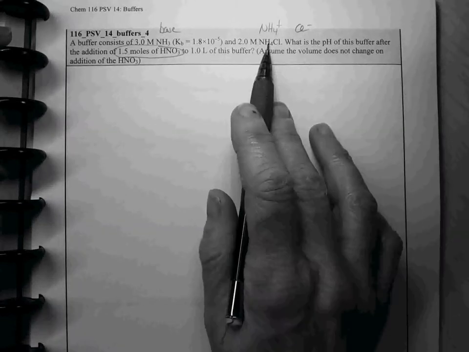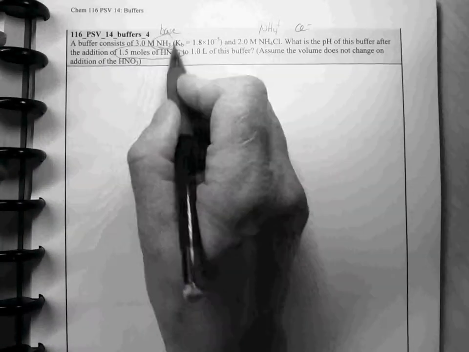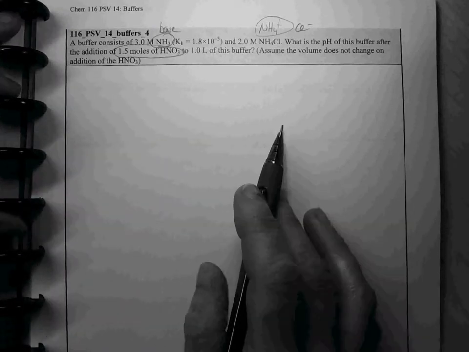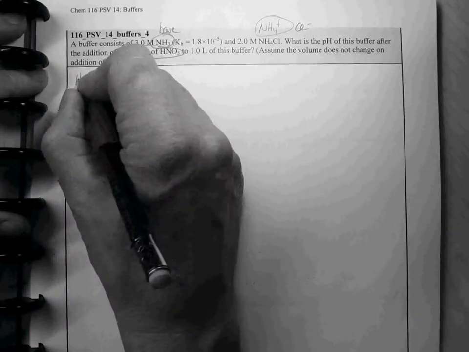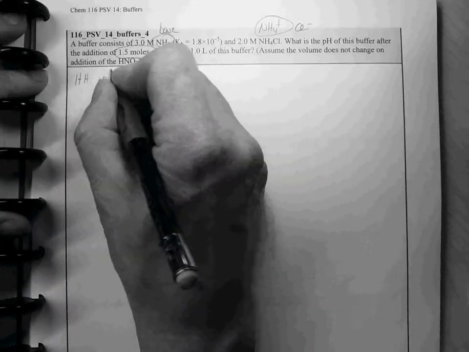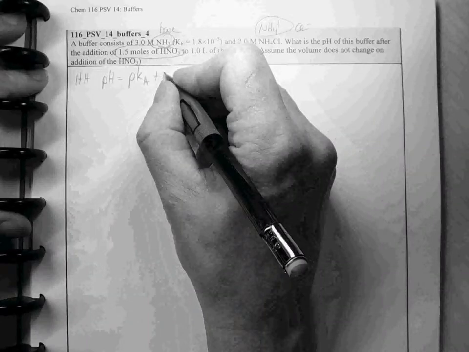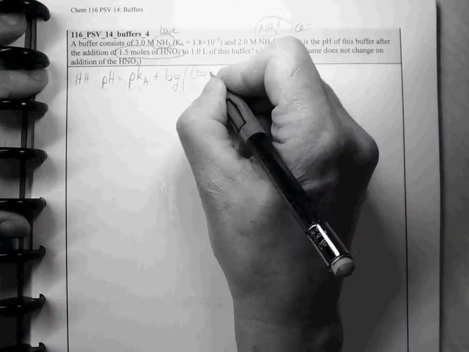Okay, we put ammonium chloride in solution. We know we generate ammonium ions in solution and chloride ions. So we have NH3 and NH4+ as our weak conjugate acid-base pair. I'm going to start by calculating the initial pH of this buffer using Henderson-Hasselbalch. pH is equal to pKa plus log of our base to our acid.